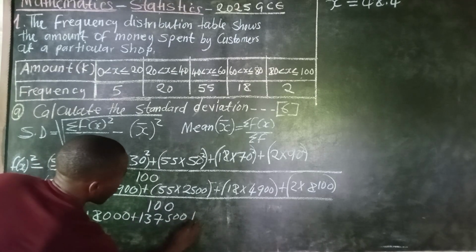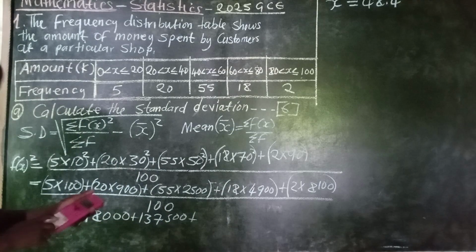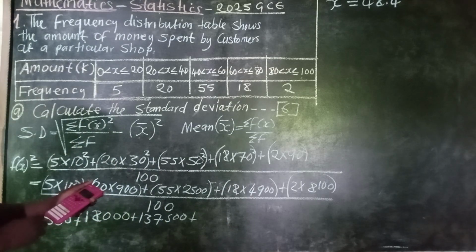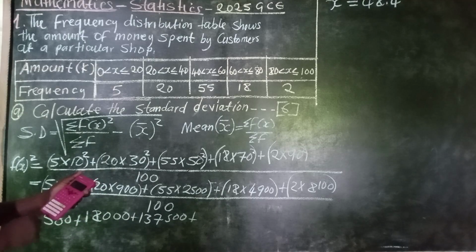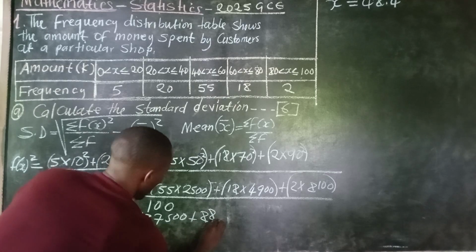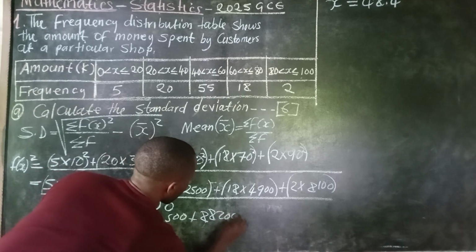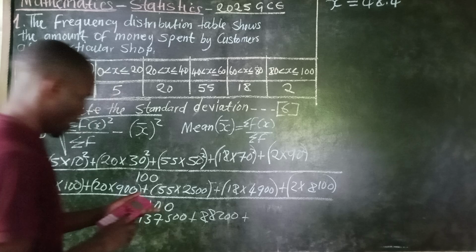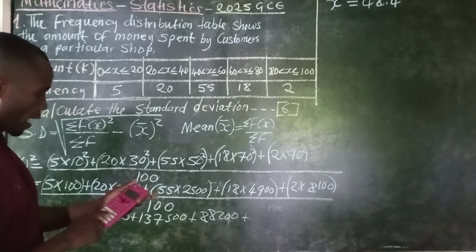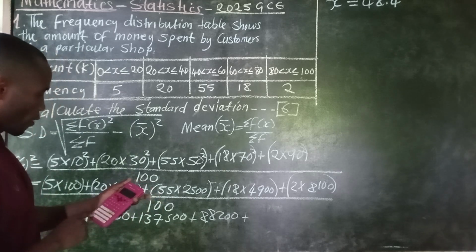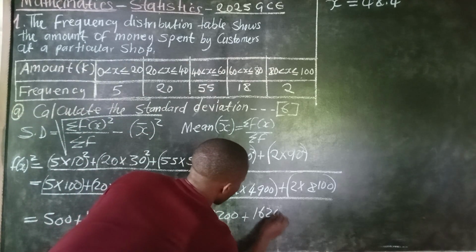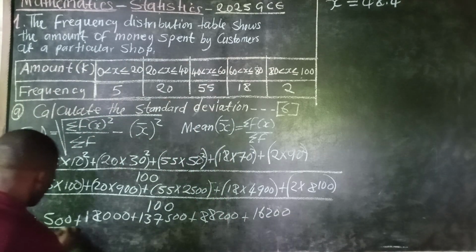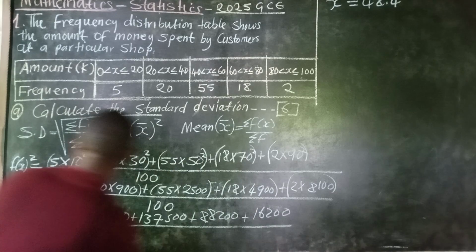Plus, we are there now, 18 times 4,900. 18 times 4,900 is 88,200. Okay, then plus the last one there, we have 2 times 8,100. What is the answer? 16,200. Okay, so we are done with that one over the summation.